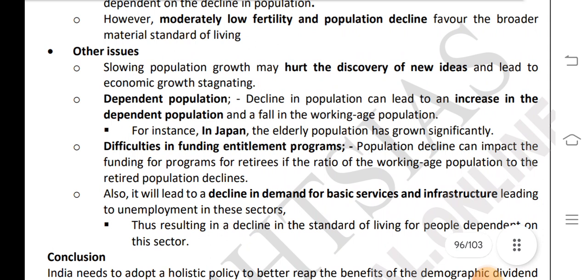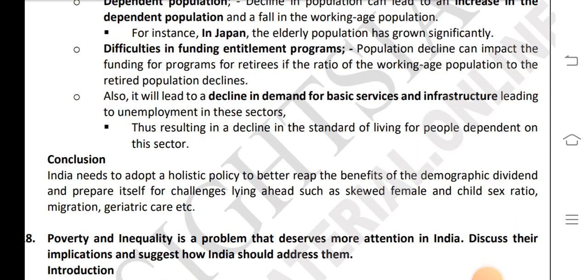A decline in population will reduce underemployment and disguised unemployment, leading to growth in income. This is the hypothetical situation, but in the real world the standard of living is not merely dependent on the decline in population. However, moderately low fertility and population decline favors a better material standard of living. Other issues: population growth may help the discovery of new ideas that lead to economic growth.